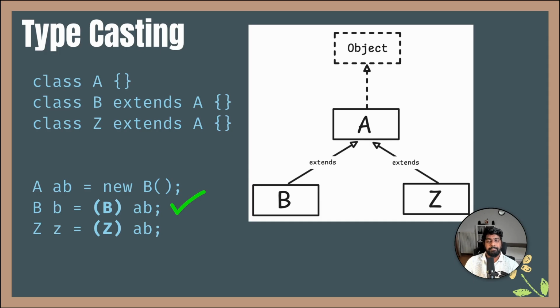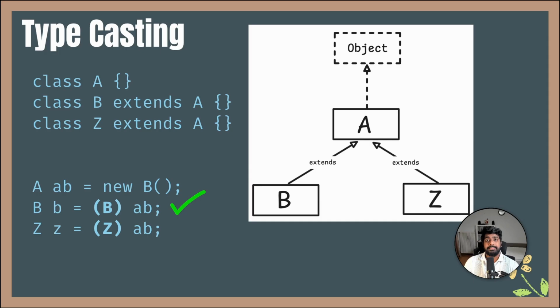We didn't even have any problems. Now let's look into the last statement here where we are trying to cast it into a Z type. You have to look from the eyes of the variable data types only. So the AB, what is the variable data type? It is the variable data type of class A. The target data type is Z.